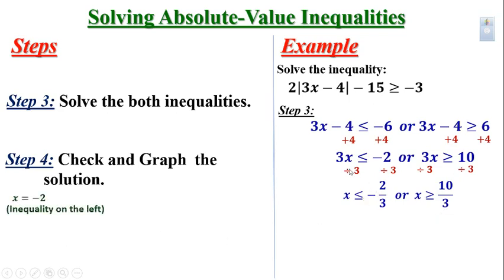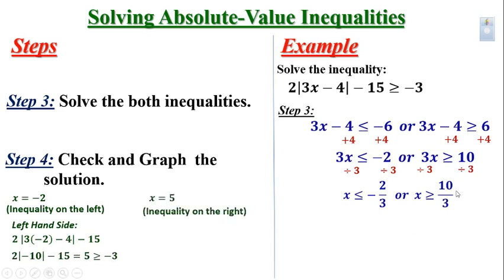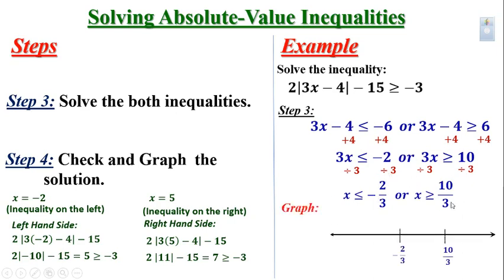So if we try a number on the left side of negative 2/3, that will work. We try negative 2, which is on the left side of negative 2/3. It turns out to work out to be 5, which is definitely greater than or equal to negative 3. If I try a number to the right of 10/3, 10/3 is 3 1/3. So if we try 5, that would be to the right of 10/3. I try that number and it works out to be positive 7, which is also greater than negative 3. So when I try the number to the left of negative 2/3 and the right of positive 10/3, both work. So whether I choose a number to the left hand side or on the right hand side, either one will work.